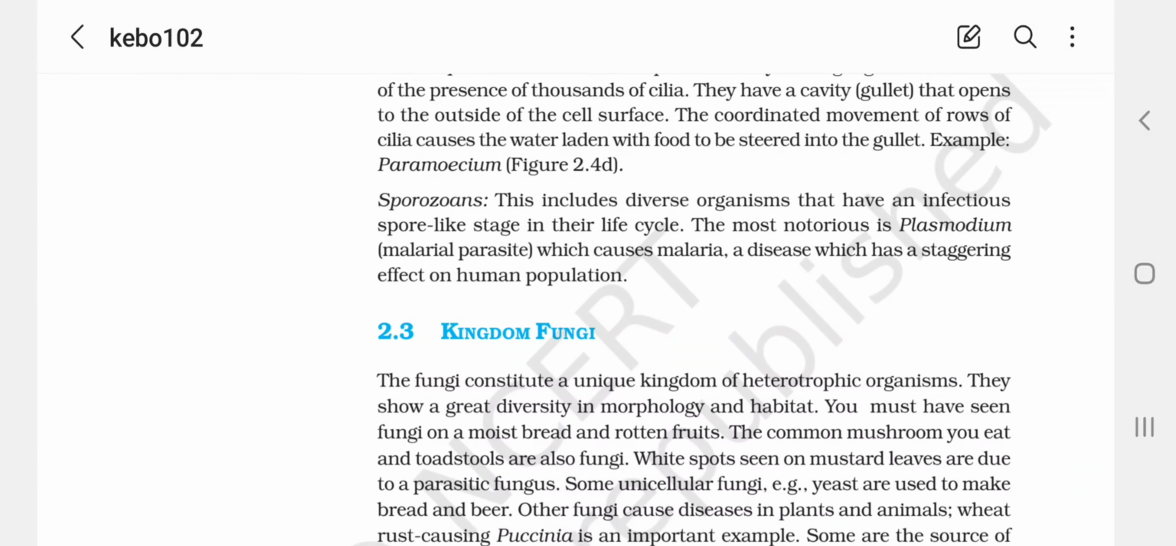Sporozoans. This includes diverse organisms that have an infectious spore-like stage in their life cycle. The most notorious is Plasmodium, the malarial parasite which causes malaria, a disease which has a staggering effect on human population.